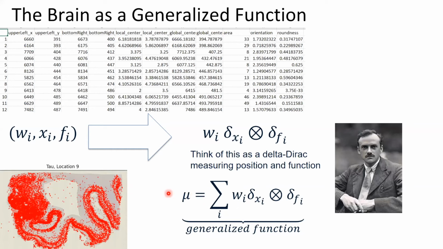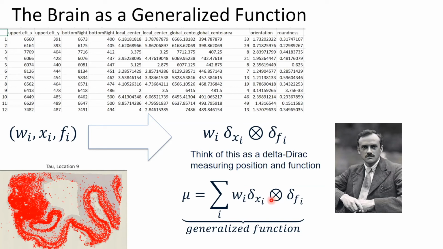So a brain, we're going to call it mu. And I'm going to tell you in a moment why it's mu. It's a sum of many of these things. Now, the important idea is you go from this table to this sum. It's very straightforward. You can think of this as just a table represented in a form that allows us to do integration and multiplication. It allows us to do algebra.